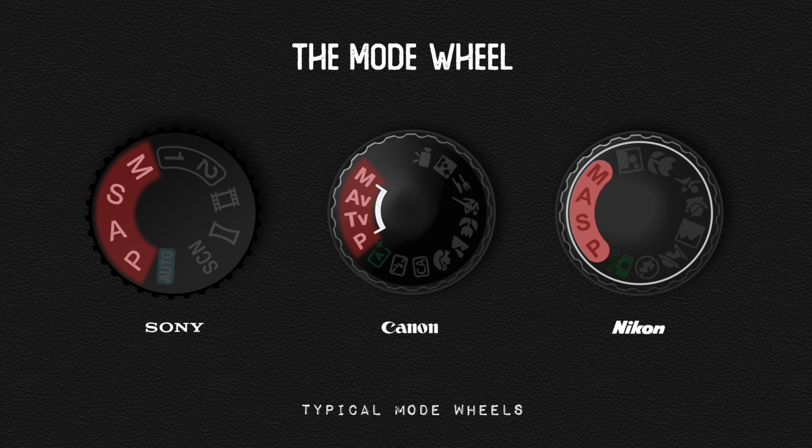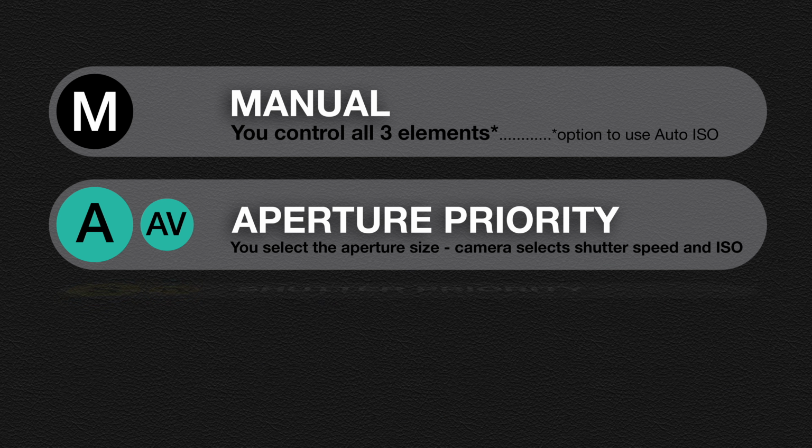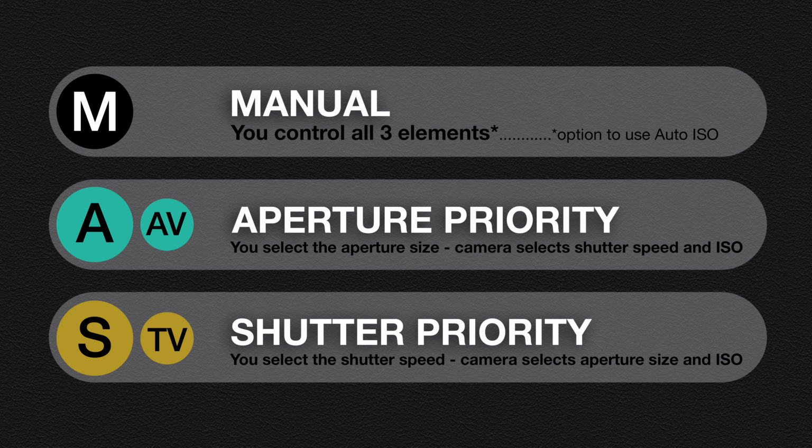Now the acronyms are slightly different if you have a Canon camera, in that instead of the letter A for aperture, Canon has AV. Now it's exactly the same. AV stands for aperture value. So don't worry if you've got a Canon camera like this one and it actually says AV instead of A. It's exactly the same. The next mode we're going to look at then is S for shutter priority, or TV if you have a Canon.